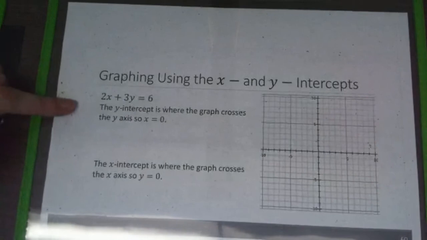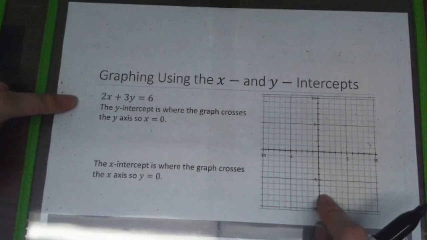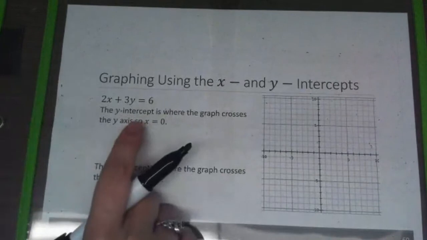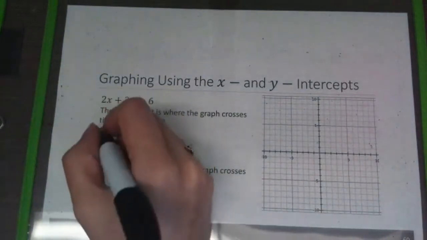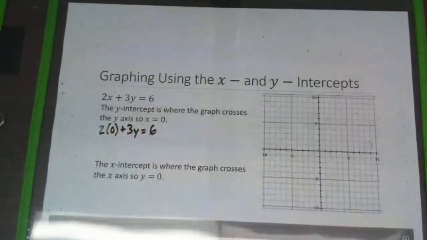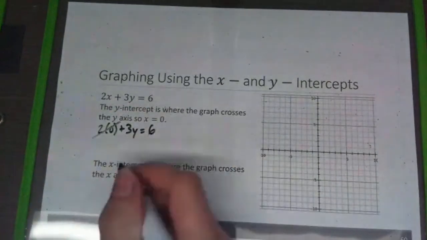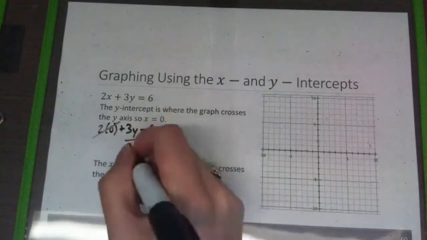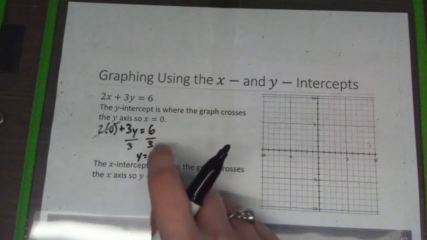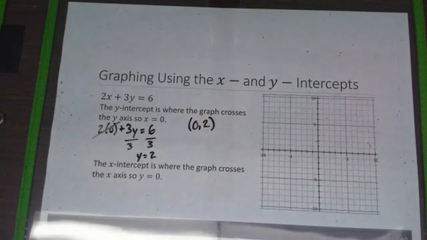The y-intercept is the point where the graph crosses the y-axis. Well, if we're on the y-axis, then our x value has to be 0 because we haven't moved left at all. So to find the y-intercept, I'm going to plug in x equals 0. That'll give me 2 times 0 plus 3y is equal to 6. But 2 times 0 is just 0, so that doesn't even count. If I have 3y equals 6, I can divide both sides by 3, and we get y is equal to 2. So if x equals 0, y equals 2, (0, 2) is going to be our y-intercept.